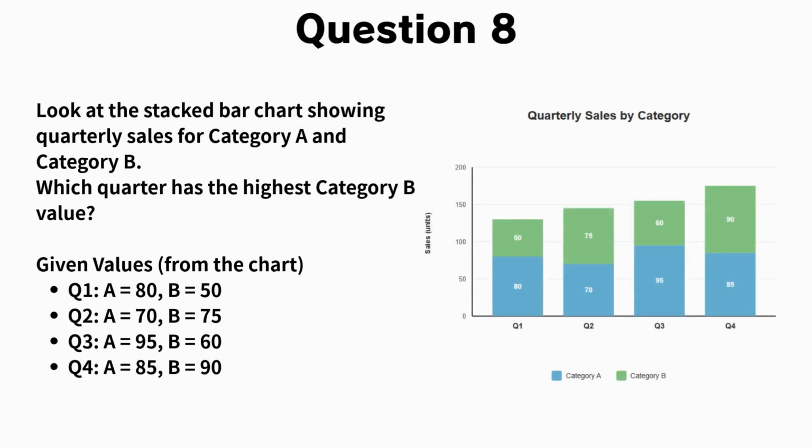Question 8. Look at the stacked bar chart showing quarterly sales for Category A and Category B. Which quarter has the highest Category B value?